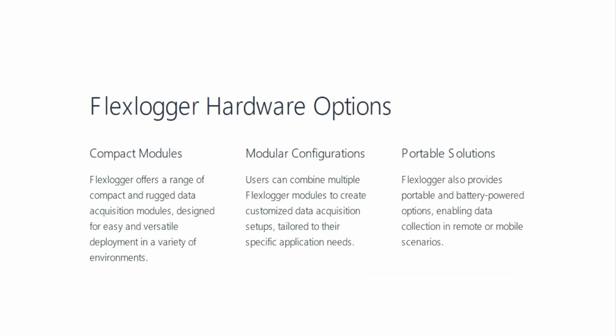FlexLogger hardware options: compact modules. It provides compact modules, modular configurations, portable solutions. FlexLogger offers a range of compact and rugged data acquisition modules designed for easy and versatile development in a variety of environments. Users can combine multiple FlexLogger modules to create a customized data acquisition setup based on their need or their application. FlexLogger also provides portable and battery powered options, enabling data collection in remote or mobile scenarios, also where humans cannot reach, or which are out of human reach.